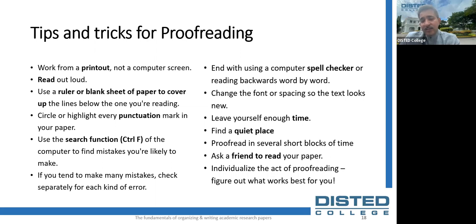Reading backward doesn't mean that you read backwards directly. What it means is you read, let's say, the conclusion chapter first. This is for proofreading, not the content. You read the conclusion first, then maybe the discussion, then you go the other way around, so that you're not biased by the content, but you're just focused on the sentences, whether grammar is correct, spelling is correct. So that's one approach of doing it.